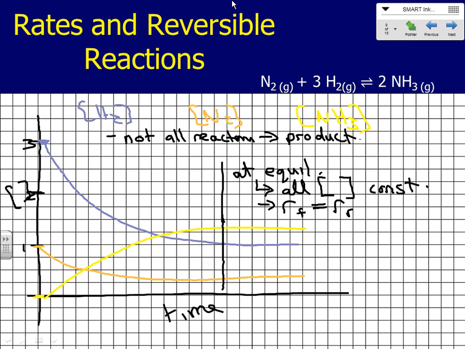Equilibrium isn't when the amounts are the same. Equilibrium is when the rates are the same. How quickly the forward and reverse reactions are going. And when the rates are the same, all of the concentrations remain constant, and that's a flat line. Zero change in moles per liter. Okay? One last thing about here. At equilibrium, all the concentrations are constant.